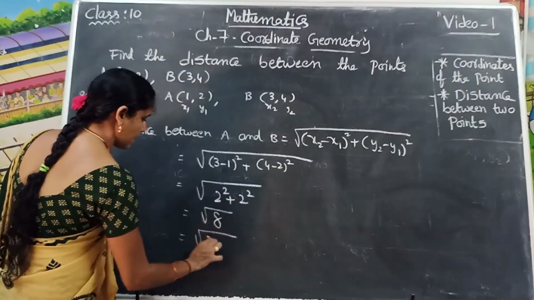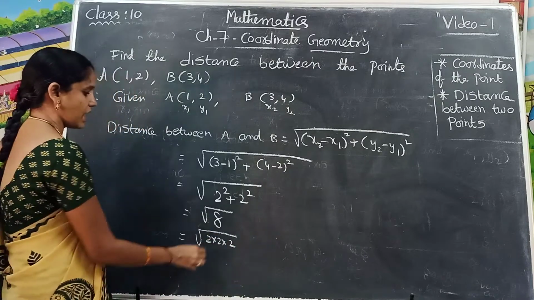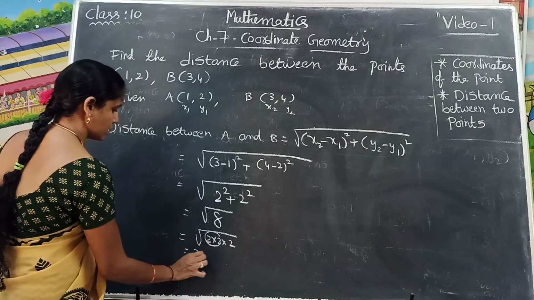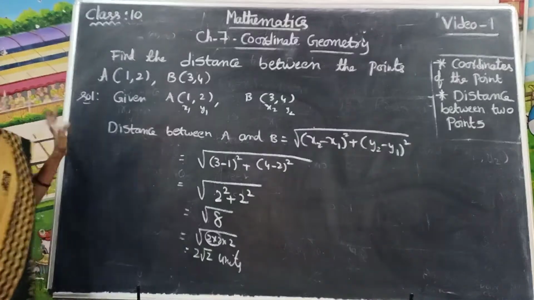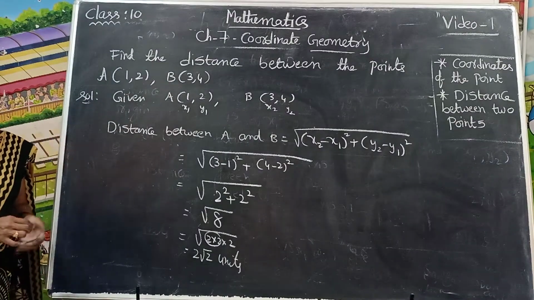So 8 can be written as 2 into 2 into 2. Under root, 2 2s are there, means we can bring outside. So 2 root 2 units. So like this we can find the distance between the 2 points.